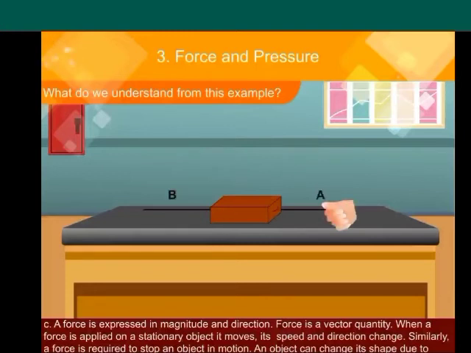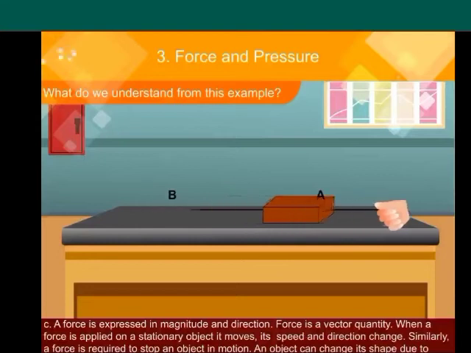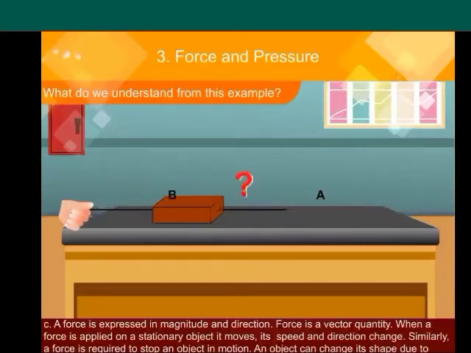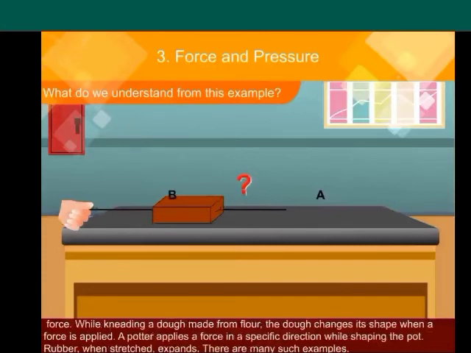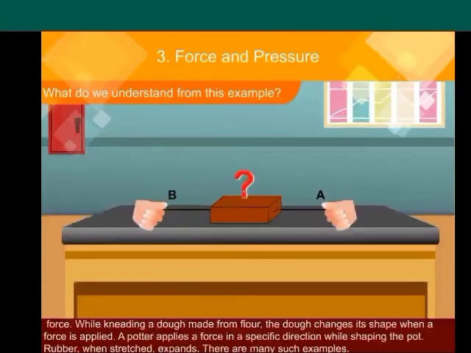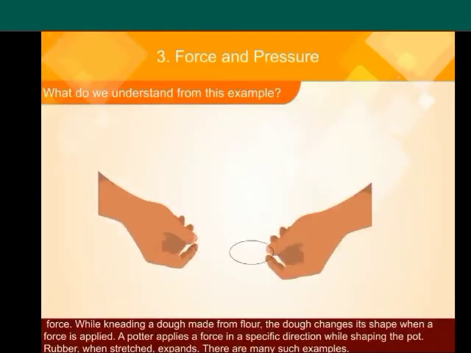When a force is applied on a stationary object, it moves; its speed and direction change. Similarly, a force is required to stop an object in motion. An object can change its shape due to force. By kneading a dough made from flour, the dough changes its shape when a force is applied. A potter applies a force in a specific direction while shaping the pot. Rubber changes when we stretch it. There are many such examples.